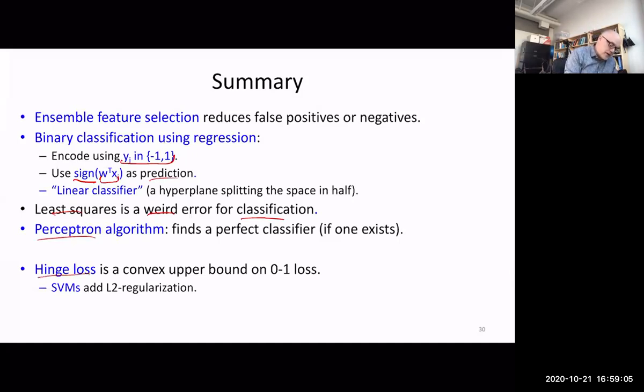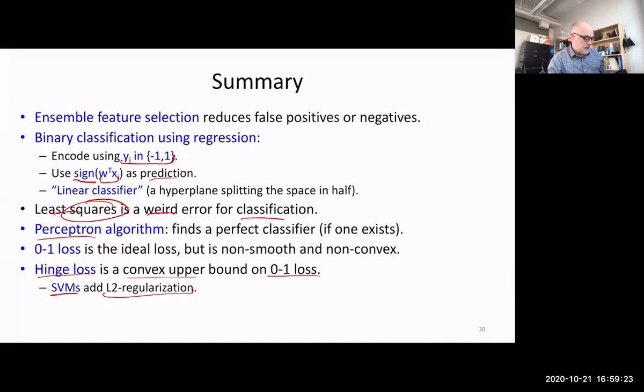And we introduced the Hinge loss as a convex upper bound on the 0-1 loss, which basically replaces the squares part of least squares with a different loss function. And that Hinge loss is what is used in support vector machines in combination with L2 regularization. Of course, we'd like to use the 0-1 loss, but we can't. It's not smooth, and it's non-convex, and there's no gradient to follow anyway. So, cool.